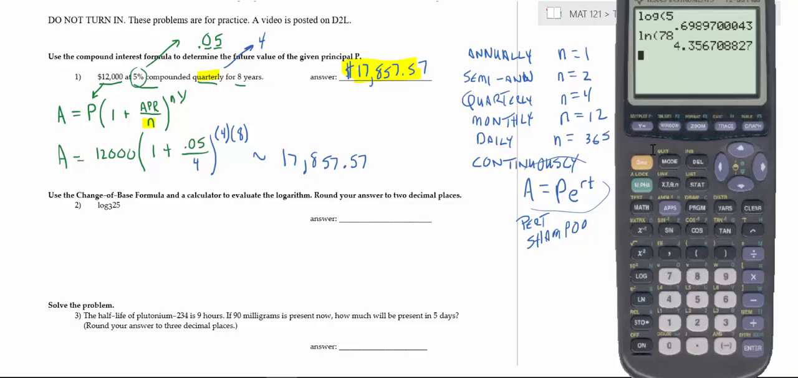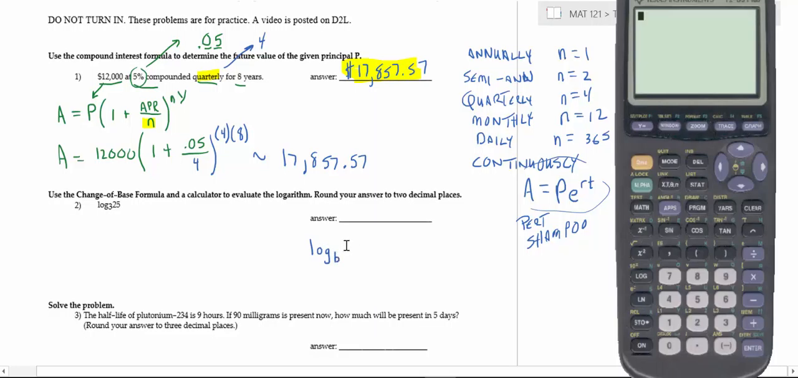Okay, but any other base, you've got to use the change of base formula. So the change of base formula basically goes like this. If you have a logarithm base b of some quantity p, that's going to be equal to the base 10 logarithm of p over the base 10 logarithm of b, but that turns out to be the same as the natural logarithm of the same ratio. So you can do that either way you want to.